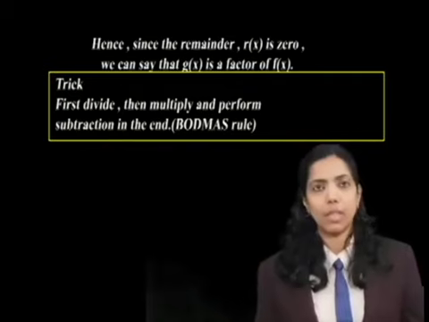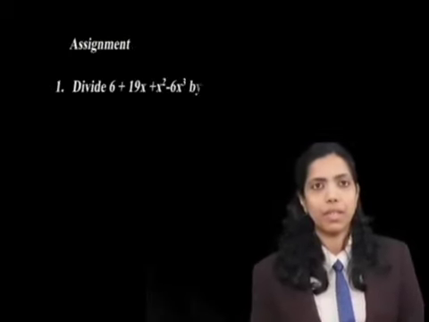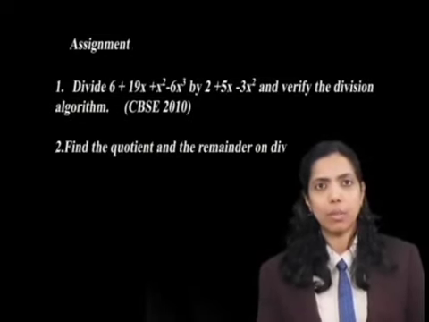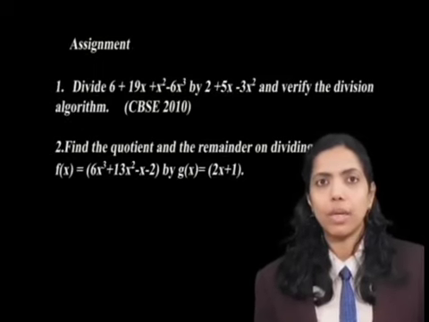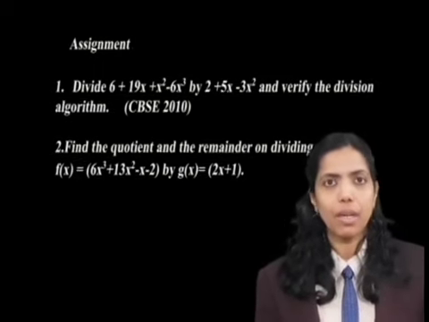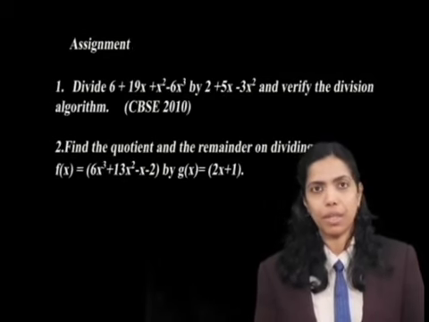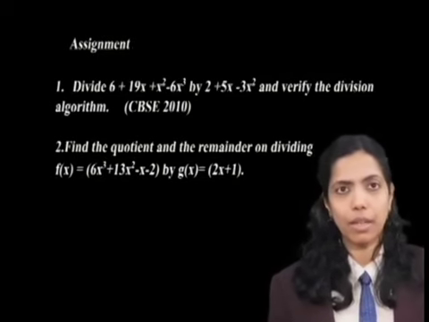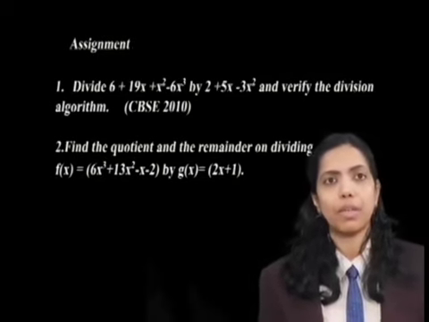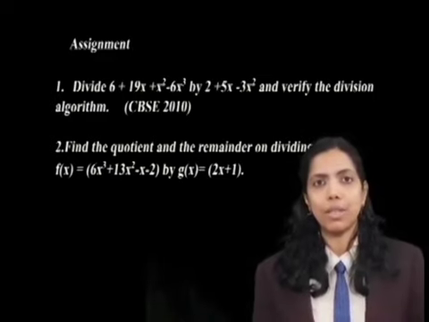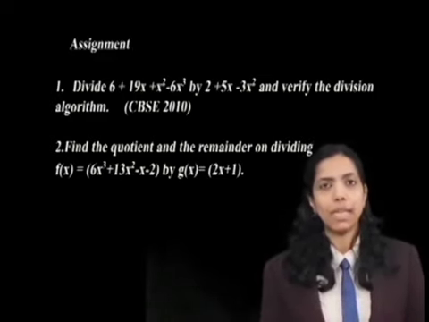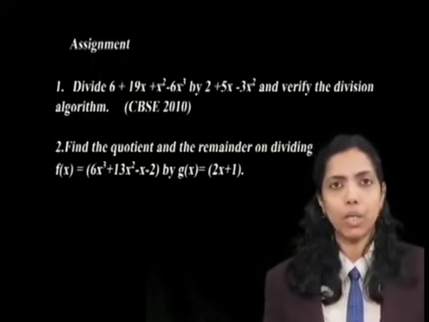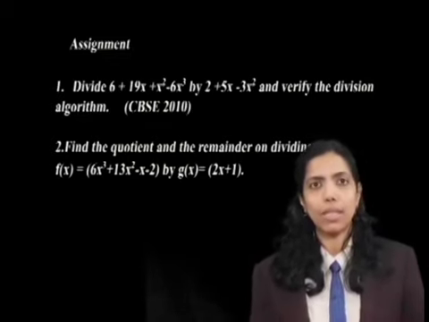We can have assignment 3. The first question: divide 6 plus 19x plus x square minus 6x to the power 3 by 2 plus 5x minus 3x square and verify the division algorithm. As we said, first we have to arrange the polynomials in the standard form in the descending order of the degree and carry on with the division procedure. Question number 2: find the quotient and the remainder on dividing f of x equals 6x to the power 3 plus 13x square minus x minus 2 by g of x equals 2x plus 1.